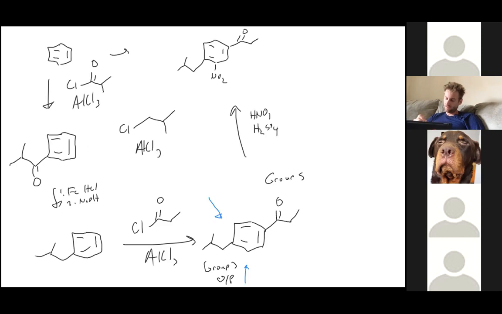Yeah. The problem is that this, when it forms a carbocation, is going to rearrange. So this would actually give you a rearranged product. A little rough. Which is why you have to go through the acyl first. Okay, got it. Thank you. You're welcome.